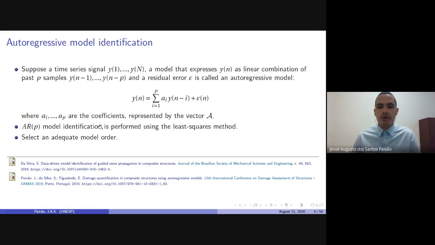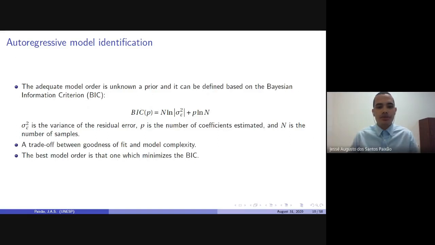The AR model identification is performed using the least squares method, which is well established in the literature. The problem here is how to select an appropriate model order, because it is unknown a priori. We propose in this work the application of the Bayesian information criterion, which is represented in this equation. Basically, this criterion gives a trade-off between the goodness of fit of our model identified with a model order p and the model order complexity. The first term is related to the goodness of fit, associated with the variance of the residual error, and the second term is related to the model complexity, which is related to the number of coefficients in our identified model. The best model order is the one that minimizes this criterion. We use this criterion to select the model order of our autoregressive model.